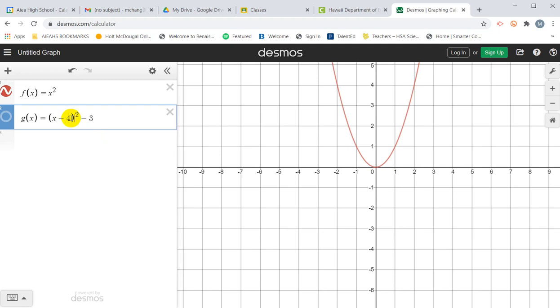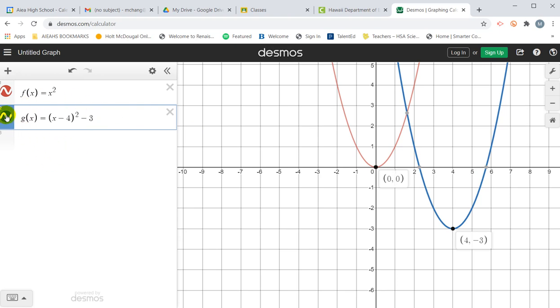Okay, so if I manipulate the x's, let's say if I use a subtraction here, if you saw the pattern from the other problem that I showed you, this is going to shift 4 units to the right. So if we compare each of the vertices, our parent function starts at 0, 0 here. If we look at our transformed function, this goes 4 units to the right and 3 units down, based on what we have there.